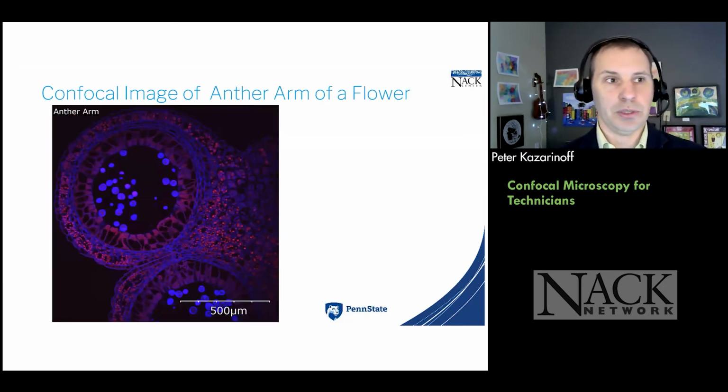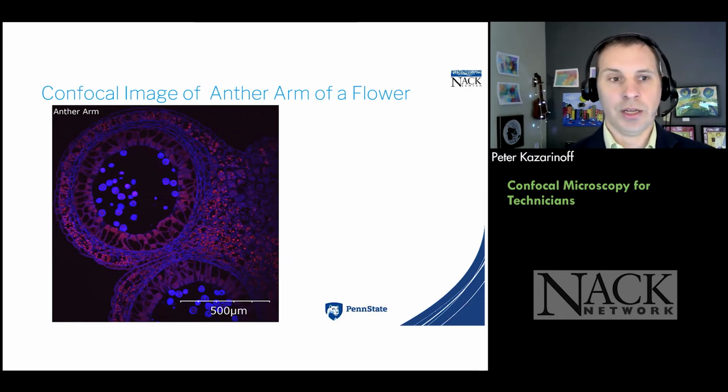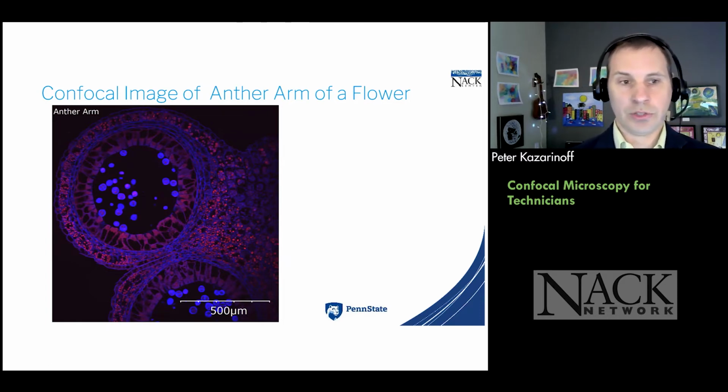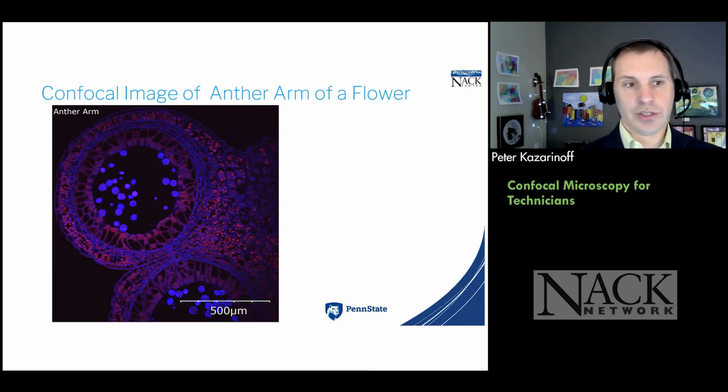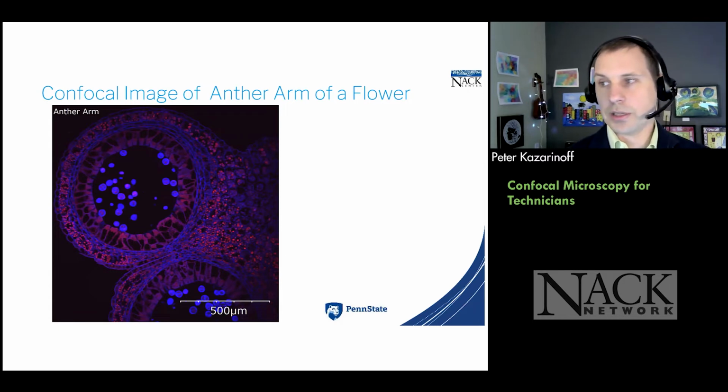This is an example of an anther arm. It's part of a flower that a student collected. And this part of the flower also autofluoresces. And this flower part autofluoresces in three different wavelengths. So that's why we can see three different colors present in this flower image.